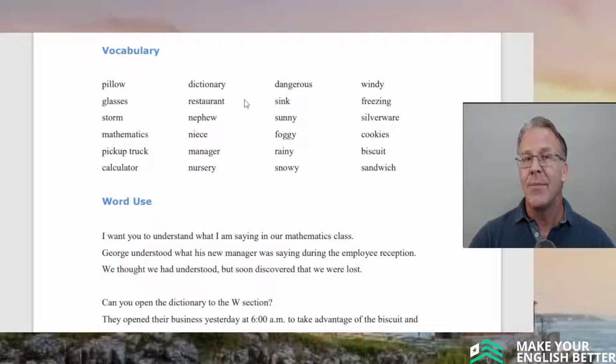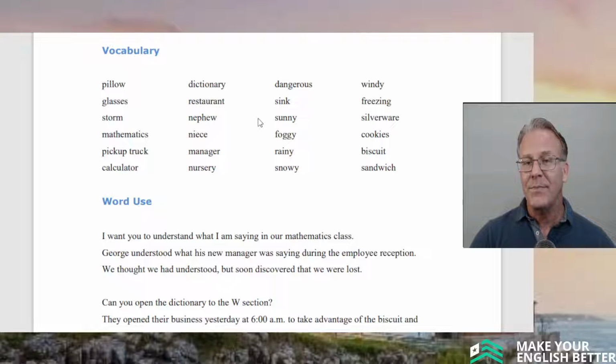Dangerous. This comes from the word danger. So when something is dangerous, it means it can hurt you. You have to be careful with dangerous objects or in dangerous places. Sink. A sink is a place to wash your hands or to wash your dishes or maybe even your clothes. You normally have a sink in your kitchen, in your bathroom, maybe in your laundry room, or even outdoors near your barbecue. So we use it to catch the water and to eliminate the water into the sewage system.